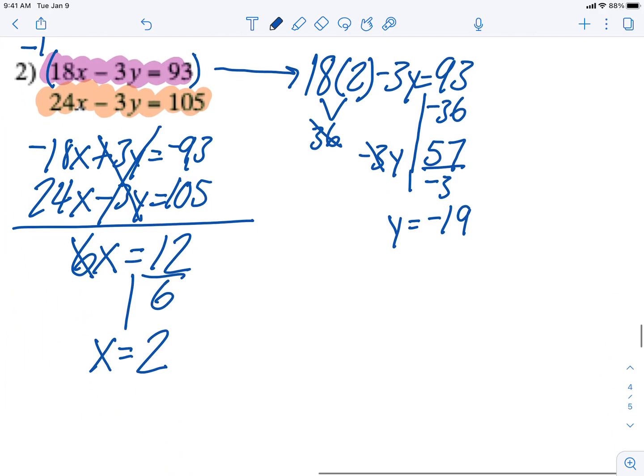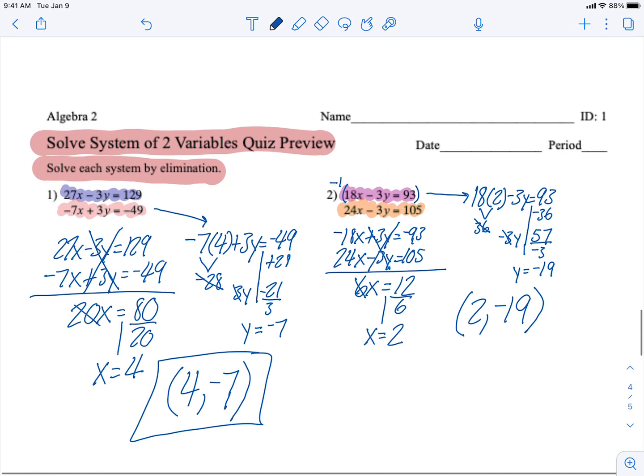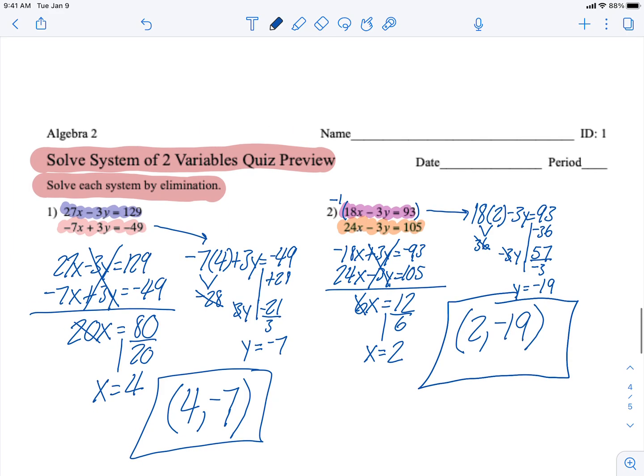So my ordered pair here is 2, comma, negative 19. Look at that. And that is my ordered pair here. That is my solution. Perfect.